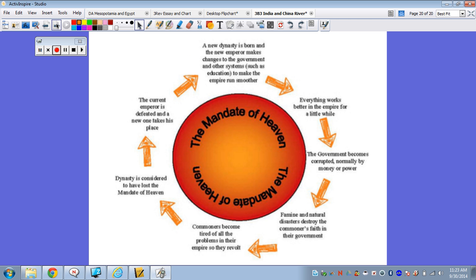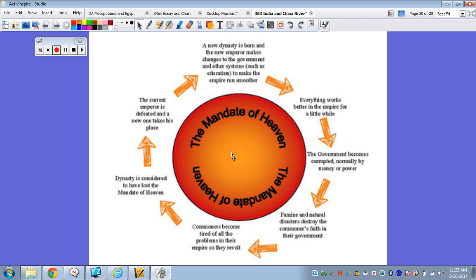So this last slide is just the mandate of heaven, and we'll get into it more in the next unit, but the gist of it is a new dynasty rises up and it gains the mandate of heaven, and everything runs smoothly for a while. Unfortunately, the government usually becomes corrupt, or there's famine or a flood or something, and the commoners turn on them and say that they lost the mandate of heaven, and then a new emperor is usually crowned.